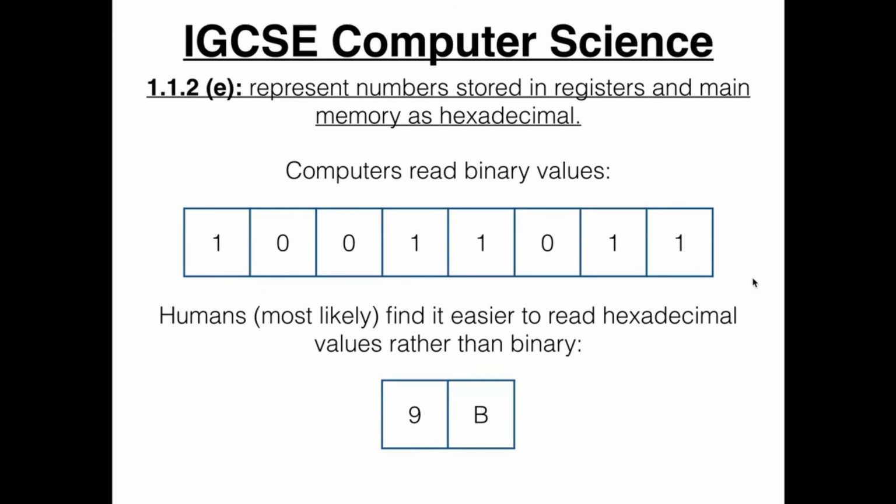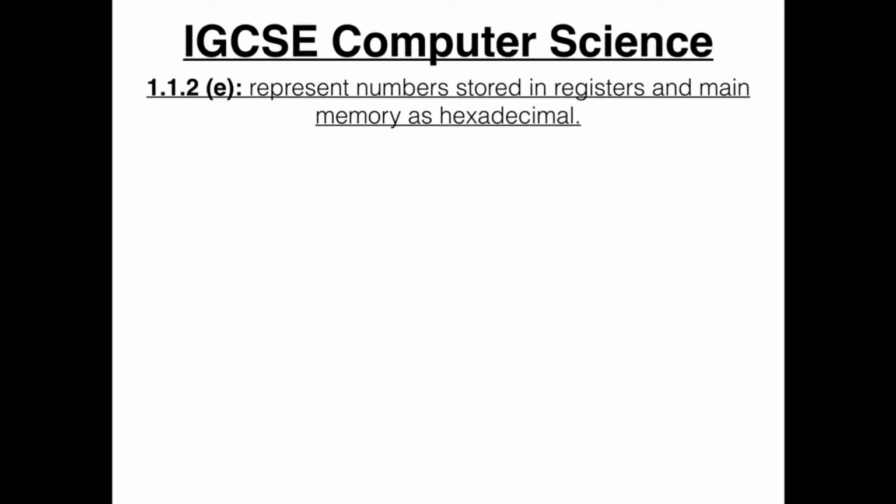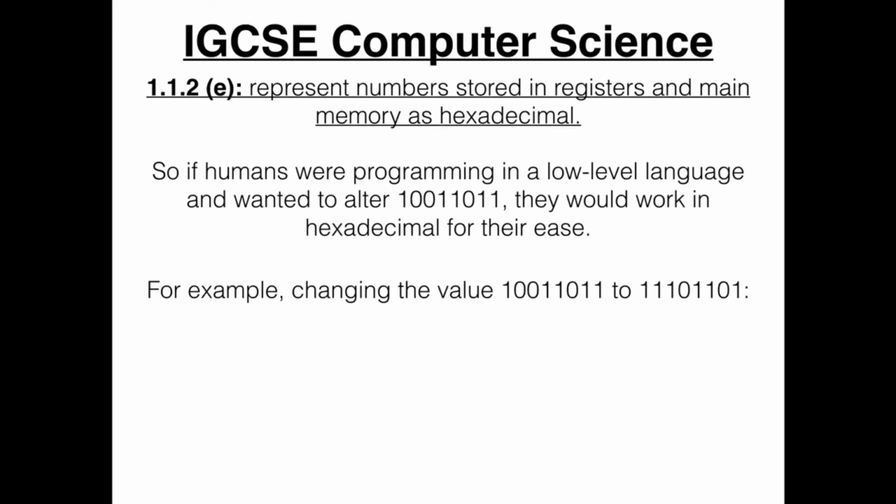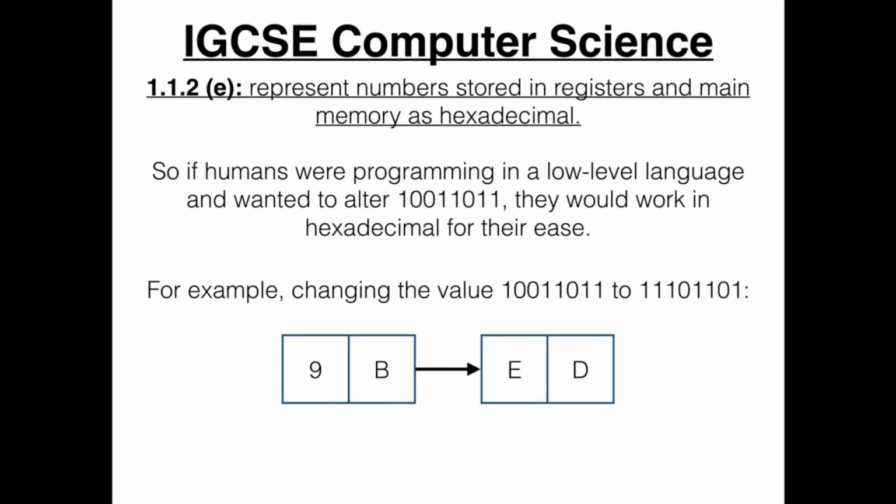So when we're looking at registers in main memory, like if a human were to program in a low-level language and wanted to alter this binary number in a register, then they could work in hexadecimal for their ease. So like changing this value to this value, which I can't be bothered to read out because I'm lazy, would be changing 9B to ED. And of course, if you check that, 1110 is E, 1101 is D.